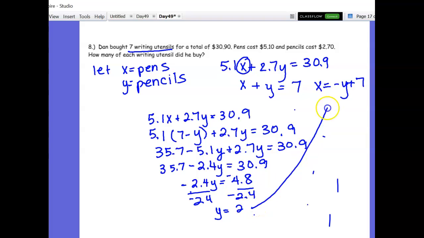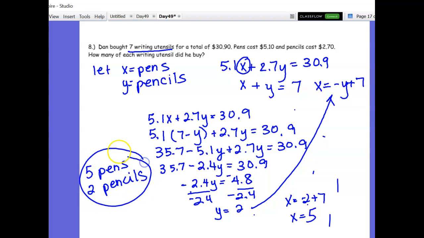We plug it back in here to get our x. Our x is going to be negative 2 plus 7. So our x is going to be equal to 5. So the answer would be 5 pens. Okay, and our pencils are y, so we would have 2 pencils. And that would be our final answer.